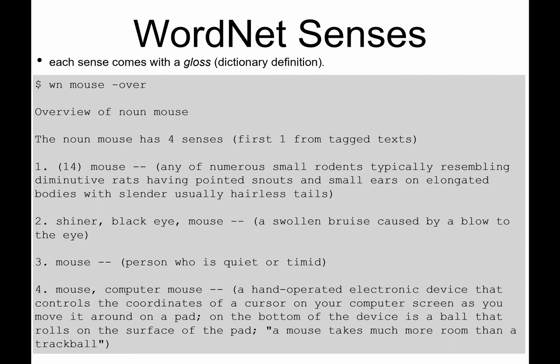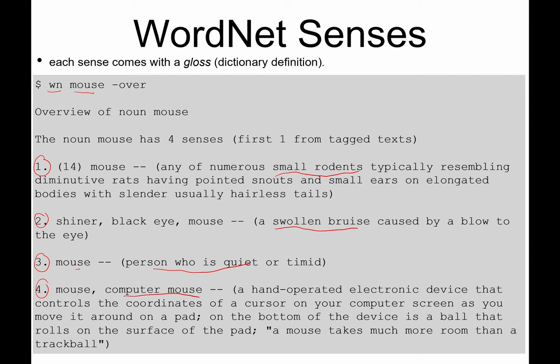All right, so let's take a look at a few examples. If I want to take a look at every sense, so this is WN for WordNet, for the word mouse, I will find that there are 4 senses to this word. Okay, so the first one, small rodent, so this is mouse, the animal that we all know. The second one is more like a swollen bruise. The third one is for a person who is quiet. And then the fourth sense is for the computer mouse.